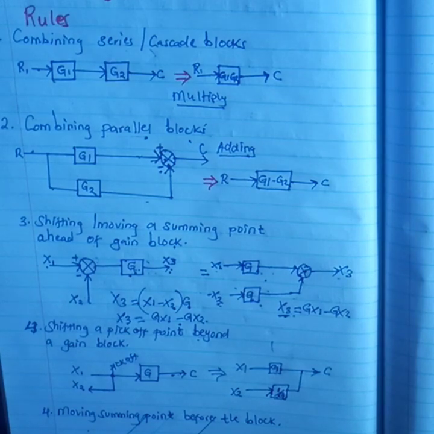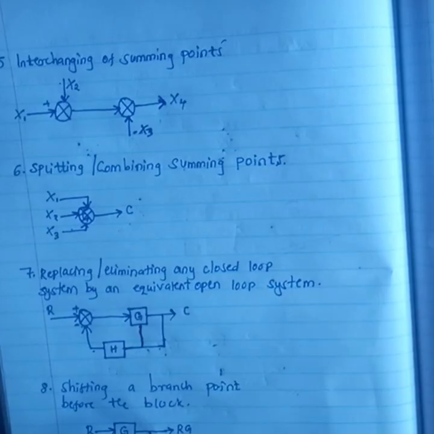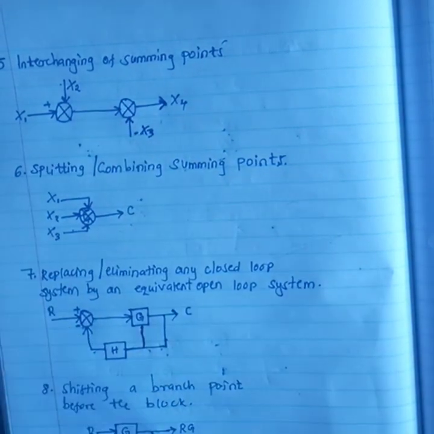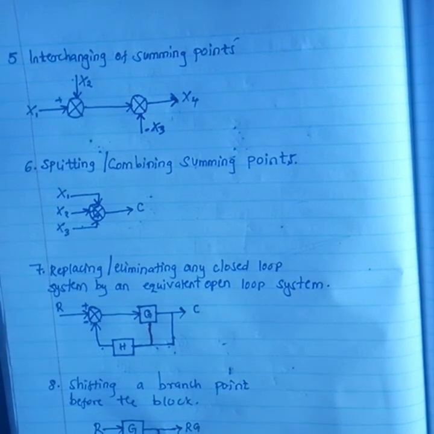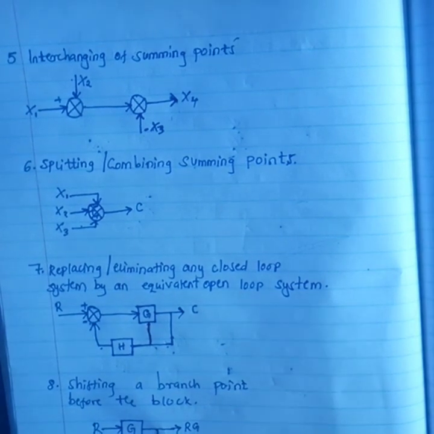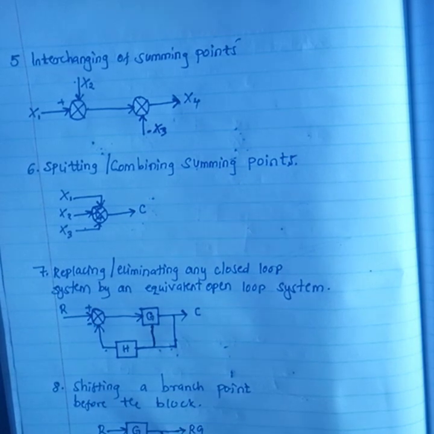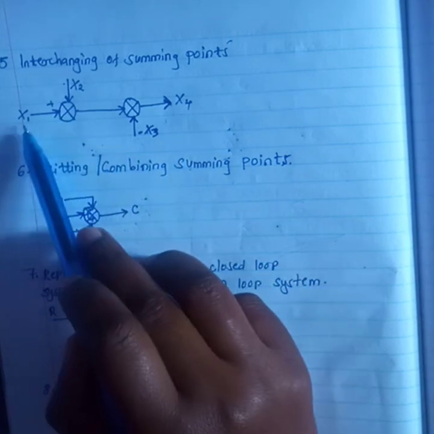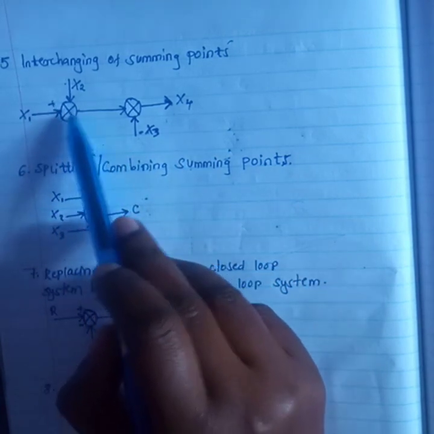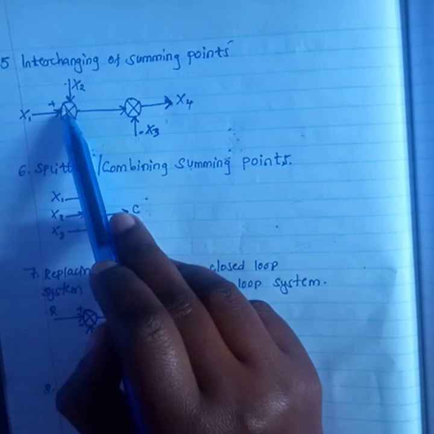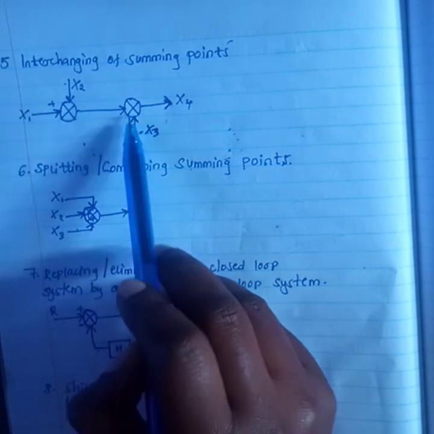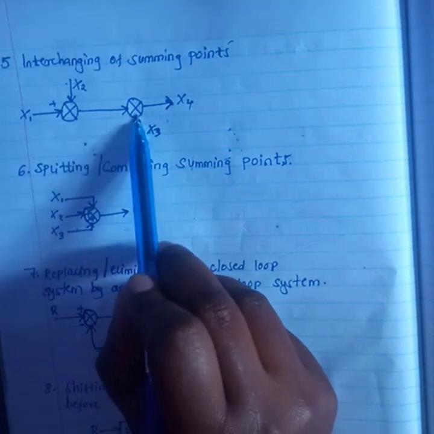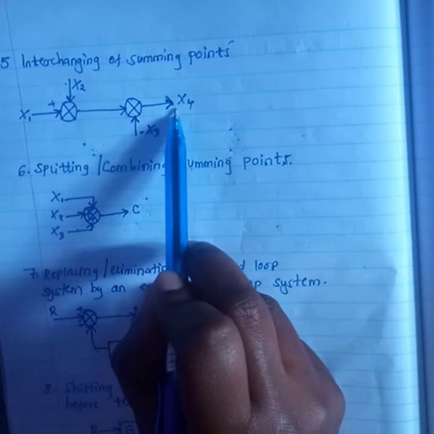Let us look at our rule number 5. Rule number 5 is interchanging of summing points. It doesn't matter how you place, or the order in which you place, your summing points, the output must be just the same. For this case, I'm given x1, which is positive. Then I have my summing point. I have x2 from the other side. The two of them are coming towards this summing point. Then we have minus x3 in this summing point. Then we have our output x4.